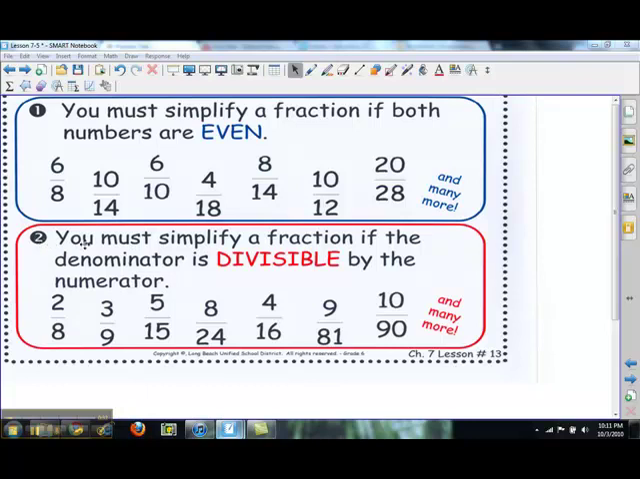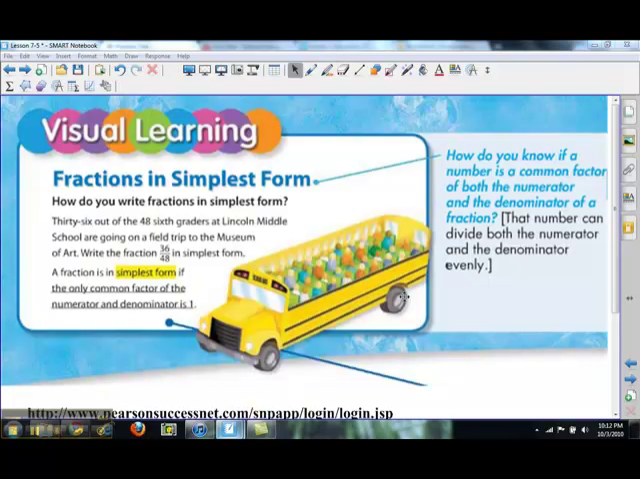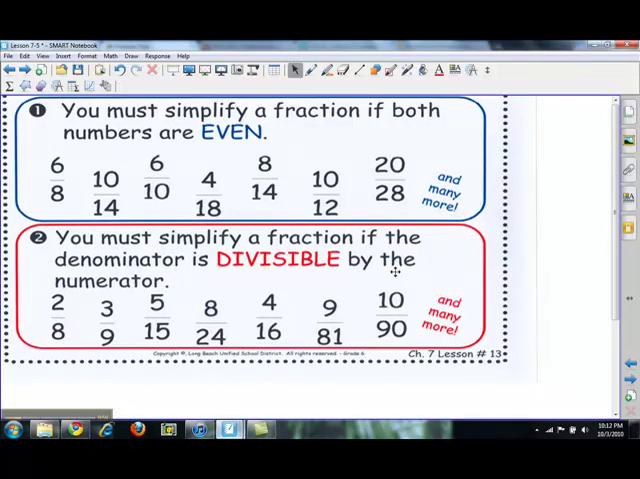Tip number 2. You must simplify a fraction if the denominator is divisible by the numerator. If that top number, that numerator, can be divided into that denominator, the bottom number, so 15 divided by 5, yes, 5 does go into 15. That means you have to simplify it. All of these, you will notice that this top number will go into the bottom number without a remainder.